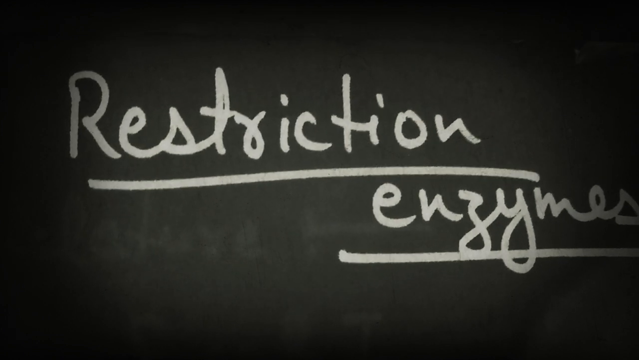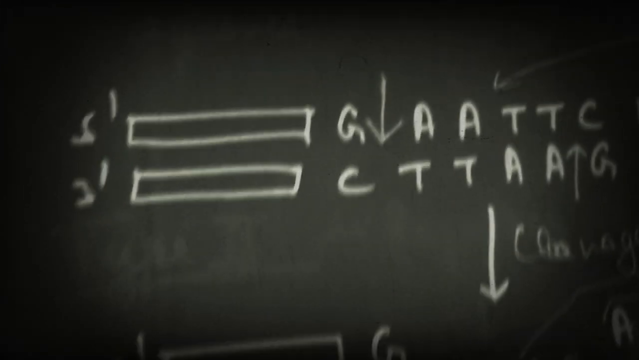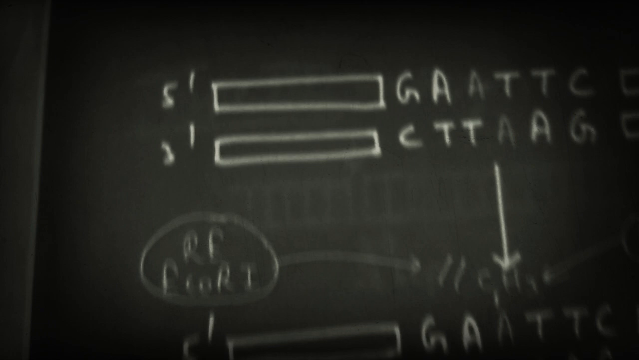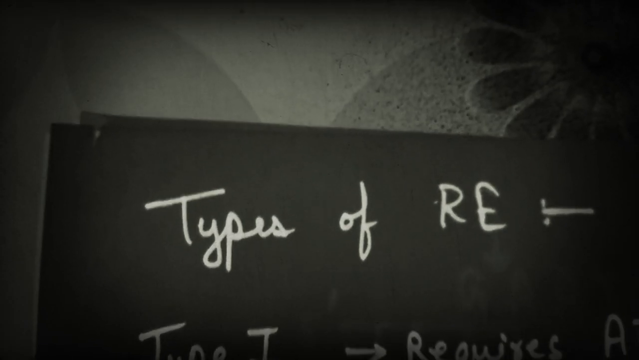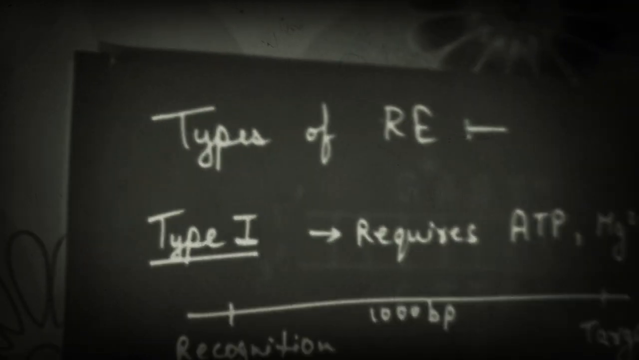In the last video, we studied the nomenclature and modification of restriction enzymes. Today, we will discuss the types and ends produced by restriction enzymes. There are 4 types of restriction enzymes known, but mainly 3 types are used in genetic engineering.